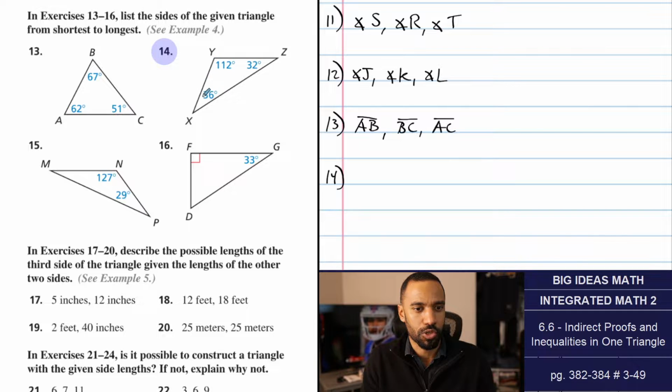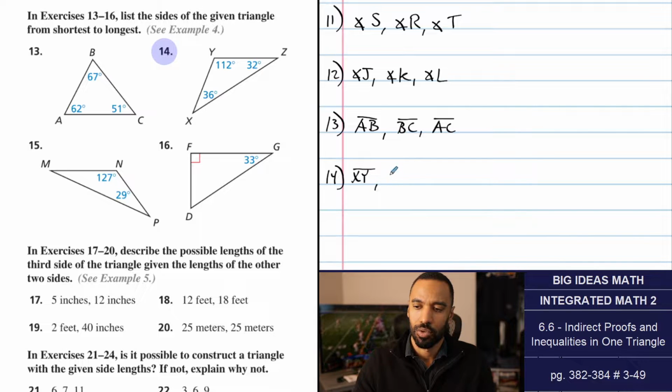Number 14. 32 is the smallest angle, so we're going to do XY first. And then opposite 36, we're going to have YZ. And opposite angle Y, we're going to have XZ. So XY, YZ, and then XZ.